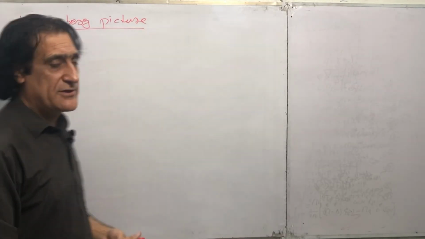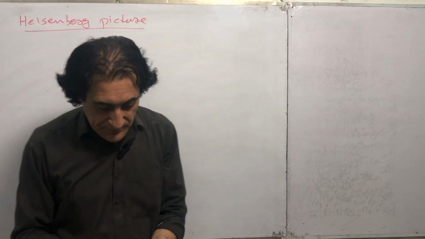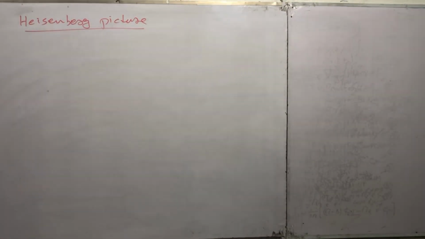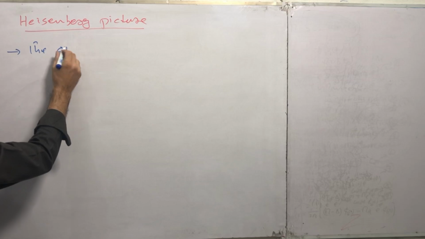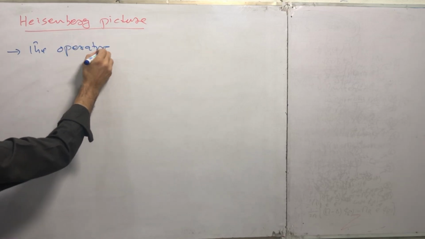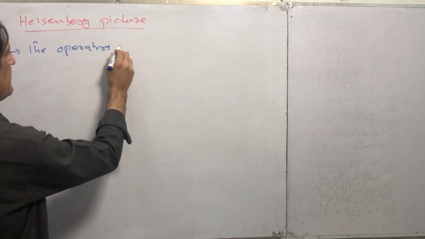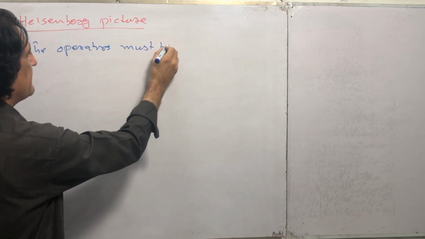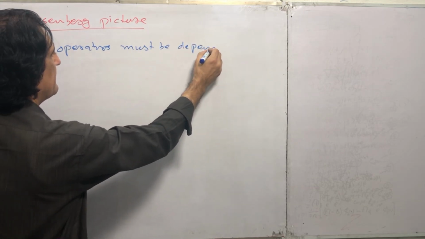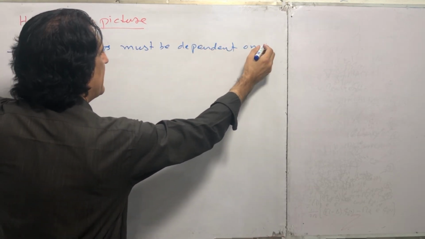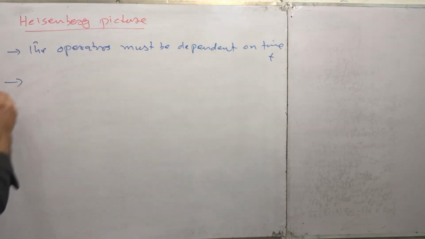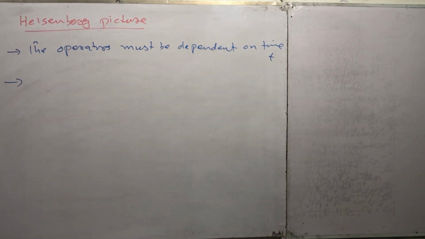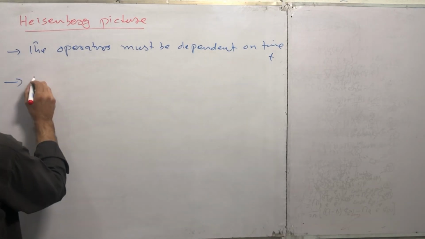The next topic is the Heisenberg picture. In the Heisenberg picture, it should be noted that the operators must be dependent on time t, and the wave function remains constant in time.